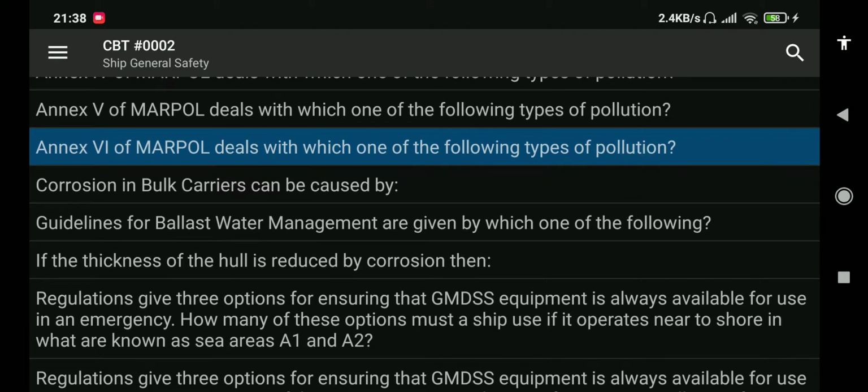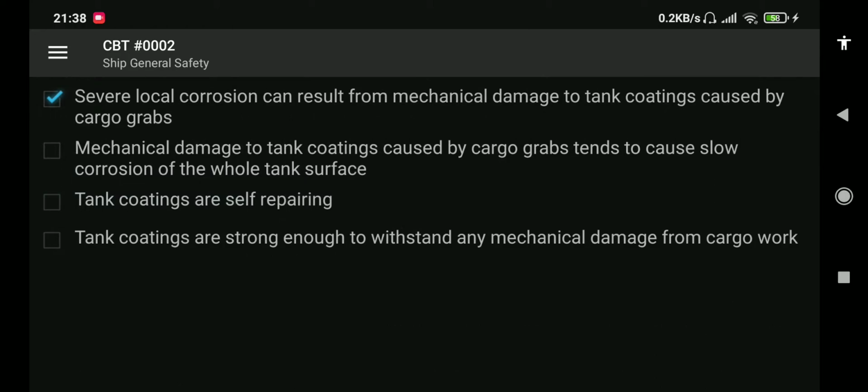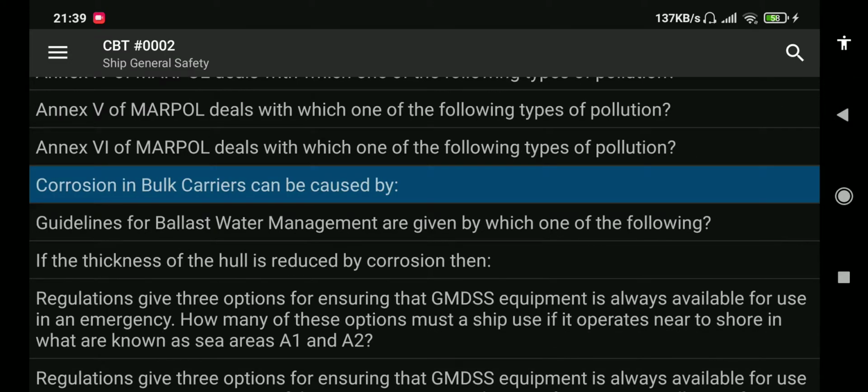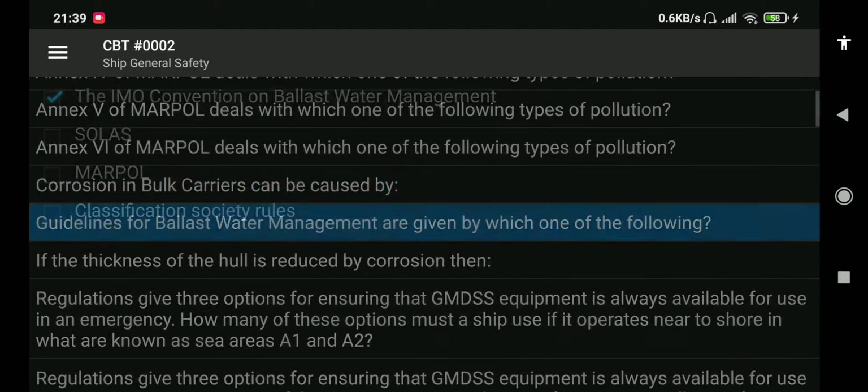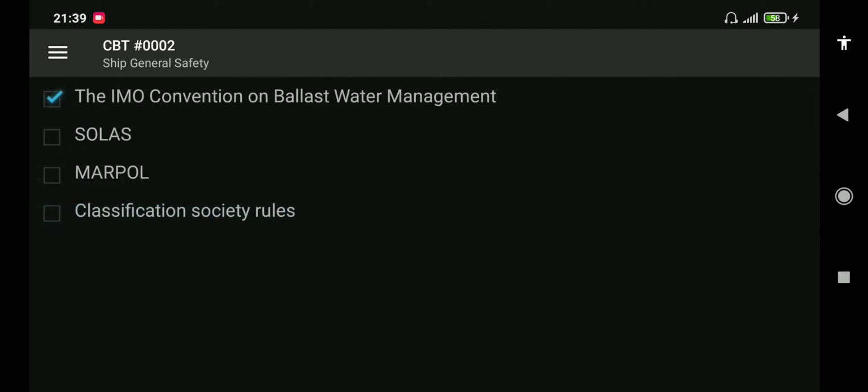Next, corrosion in bulk carriers can be caused by severe local corrosion, which can result from mechanical damage to tank coatings caused by cargo grabs. That is the answer. Next, guidelines for ballast water management are given by which of the following? Answer: the IMO Convention on Ballast Water Management.